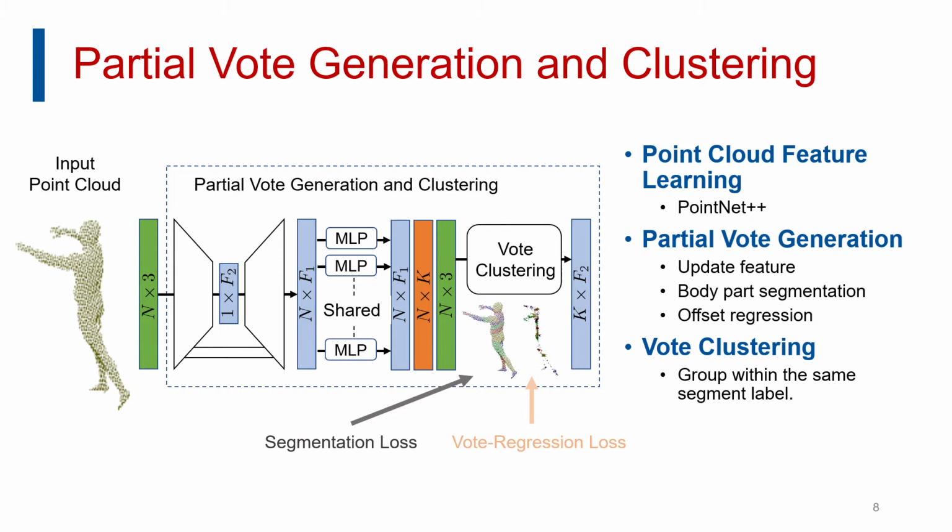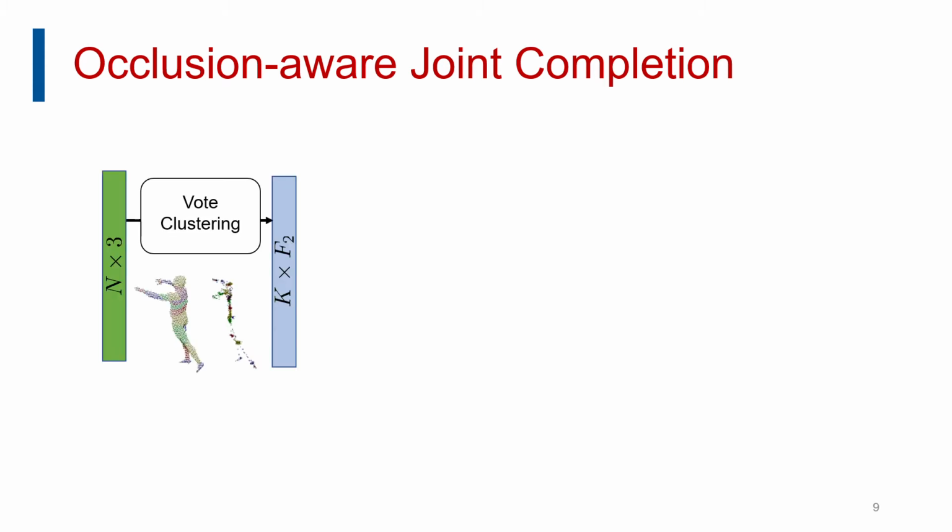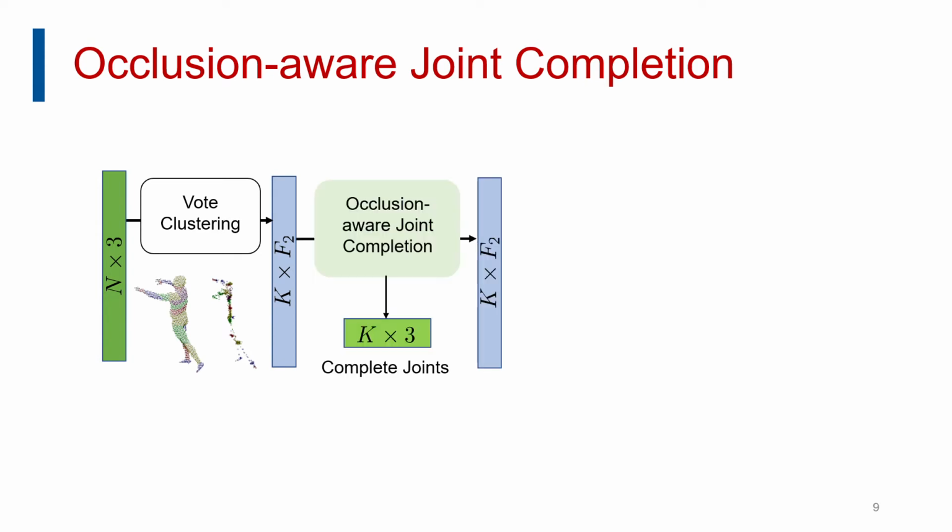Note that the input point clouds may only contain the partial human body scans, thus the output joint features may also partially fill the kinematic tree. In the vote clustering module, we set joints with confidence score below a predefined threshold as occluded, and thus set the corresponding joint positions and features to be 0. We use an occlusion-aware joint completion module to fill in the missing joint features as well as the joint positions from the previous stage.